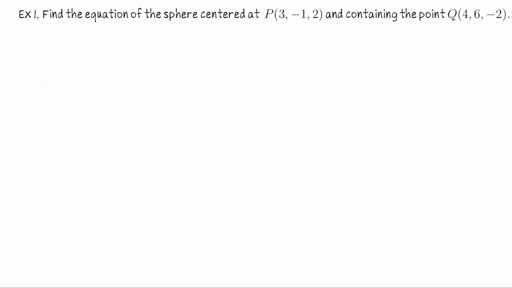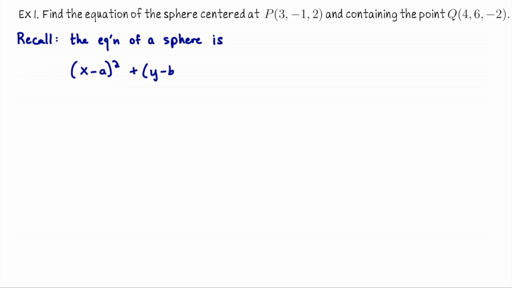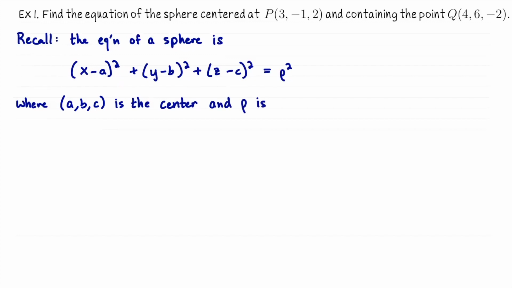We want to find the equation of the sphere centered at the point 3, -1, 2, and containing the point 4, 6, -2. Recall that the equation of a sphere is x minus a squared plus y minus b squared plus z minus c squared equals rho squared, where a, b, c are the coordinates of the center, and rho is the radius. So in this example, we already have the center, 3, -1, 2. We only need to find the radius.